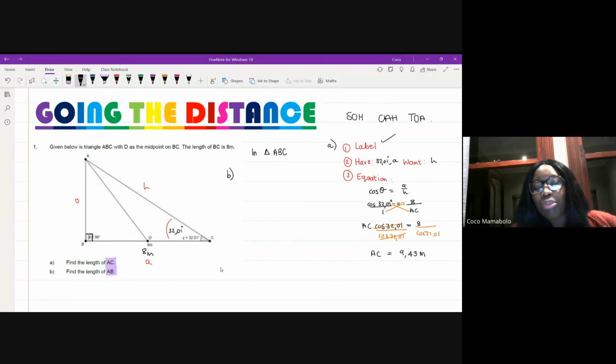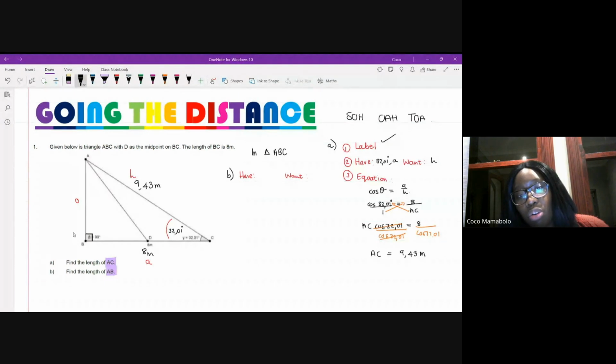Right, now B requires us to label, which we've already done. So we're just going to go straight into our have and want. Have versus want. I do understand, guys, that at the moment, we now have our hypotenuse. If we look at the information that we've been given, we've got our adjacent side, we've got our hypotenuse, and in this case, AB is going to be our opposite side. That's what we're going to look for, right?